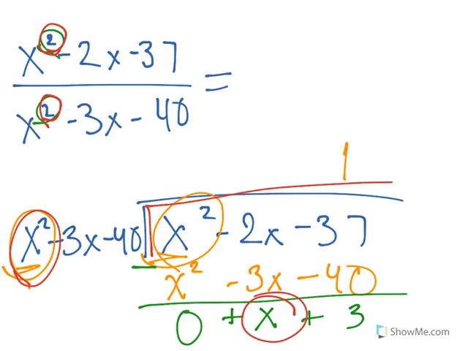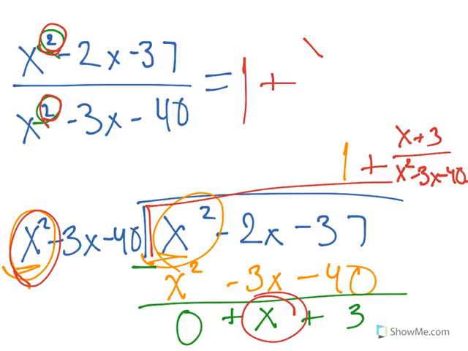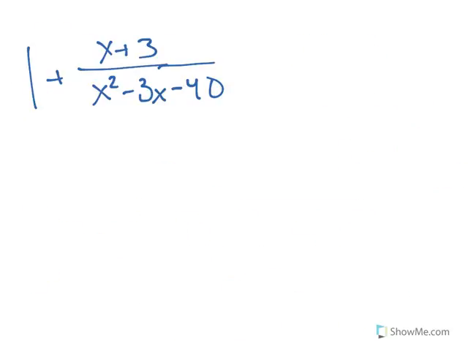And so we have 1 plus (x plus 3) over (x squared minus 3x minus 40). Very well, so now we're still not done. We see that there is a polynomial on the numerator, and we want to get rid of that. So let's factor out the denominator like we mentioned in the previous video.